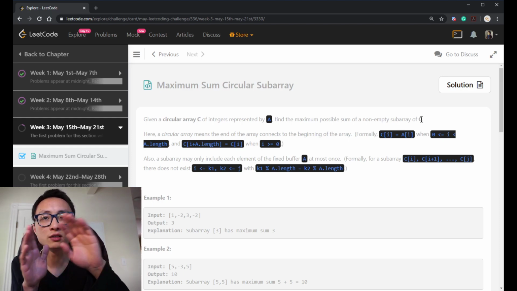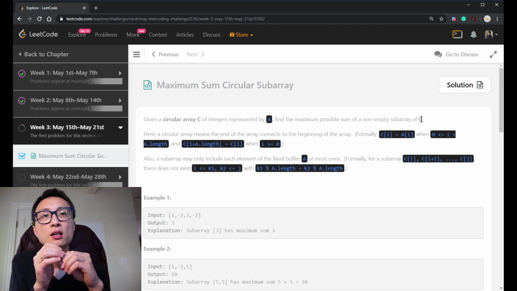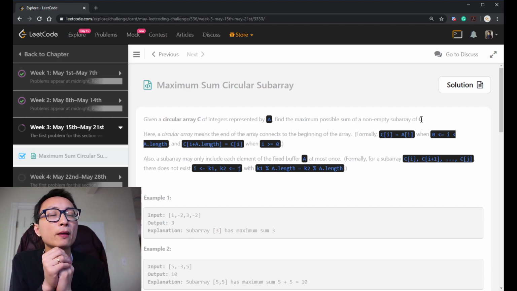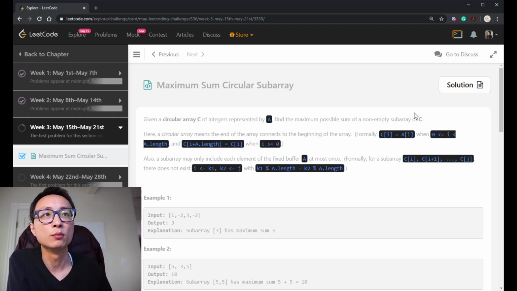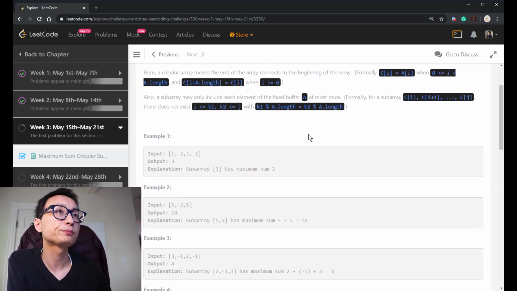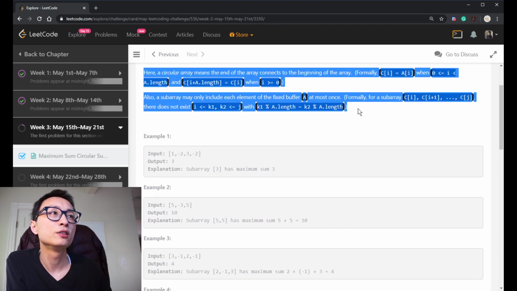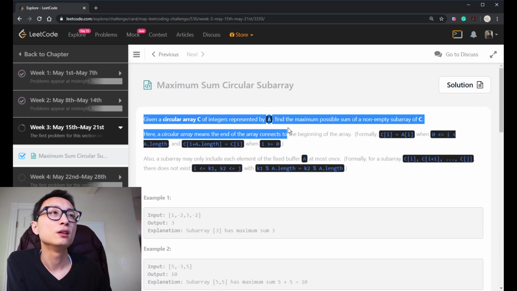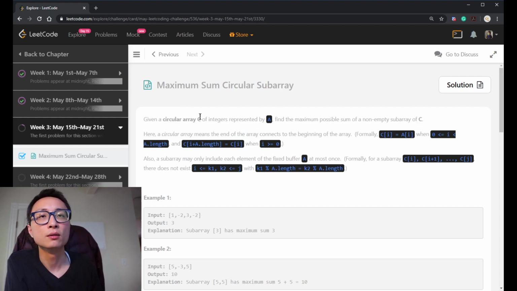If you consider this as a ring, as a circle, we're taking a portion of the circle, but that portion cannot be greater than the whole circle. And for the portion, we want the sum of the numbers to be the maximum possible. So that's the question. I guess the primary difficulty is dealing with the fact that it's a circular thing, but it's represented as a one-dimensional thing.